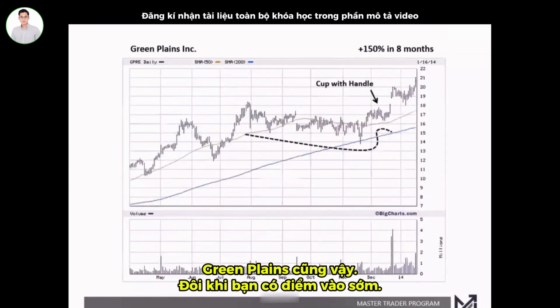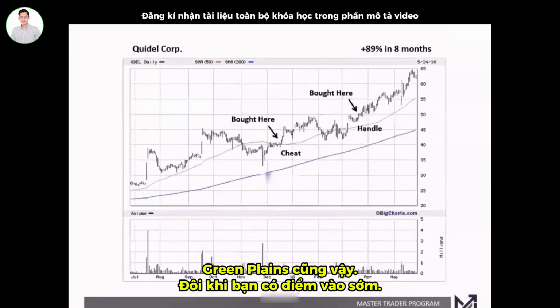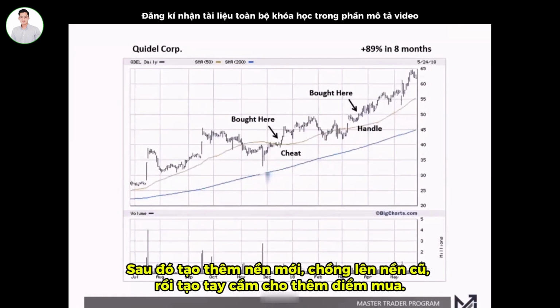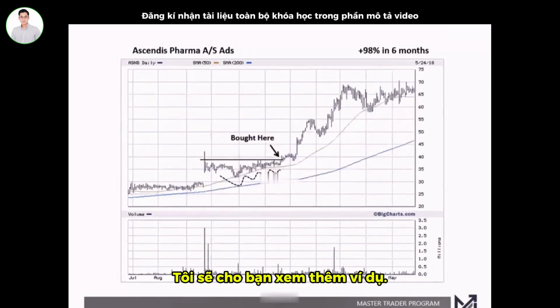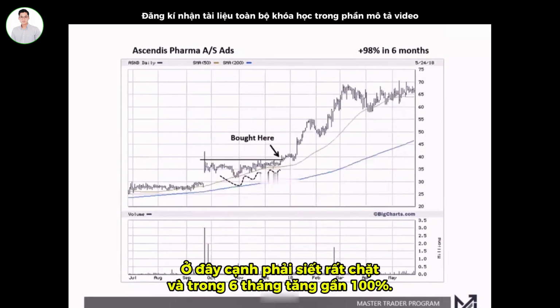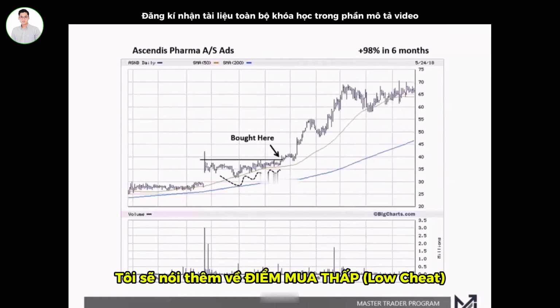Let's look at another one. We looked at this before. This was Green Plains. Sometimes you'll get a cheat, and then you'll get a setup a little bit later. Sometimes, a base on a base where it's almost adjacent to it, and now you get a handle, and you get another buy point. I'm just going to show you a bunch of examples here. Another one here tightens up real tight on the right side. 6 months, 98%, 100%.